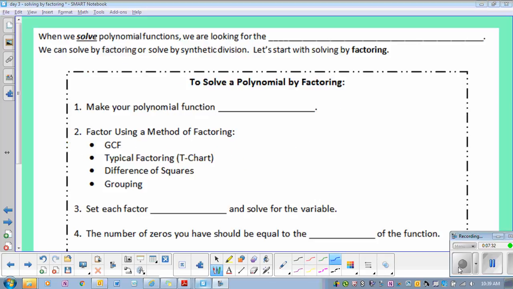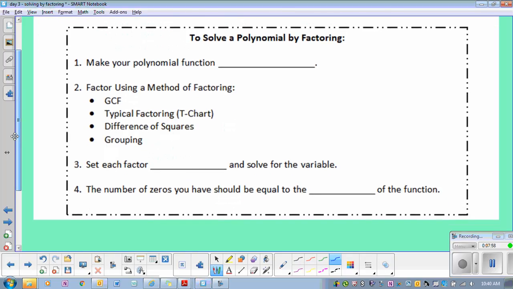All right. So when we solve polynomial functions, we're looking for the zeros. We're looking for the solutions, right? And we can solve by factoring or solve by something called synthetic division. And we're going to look at synthetic division next class.